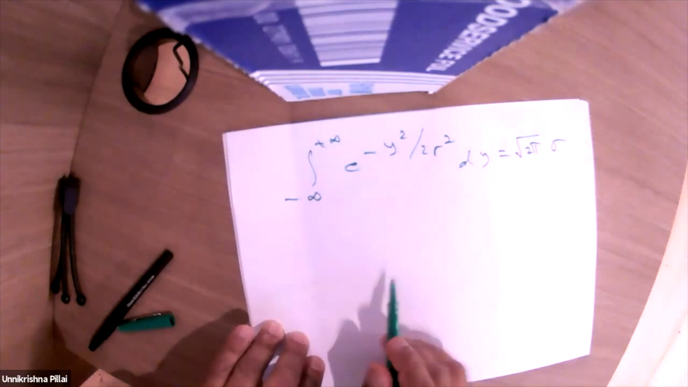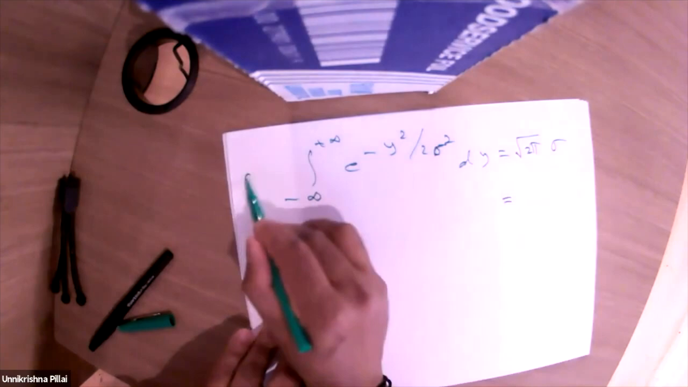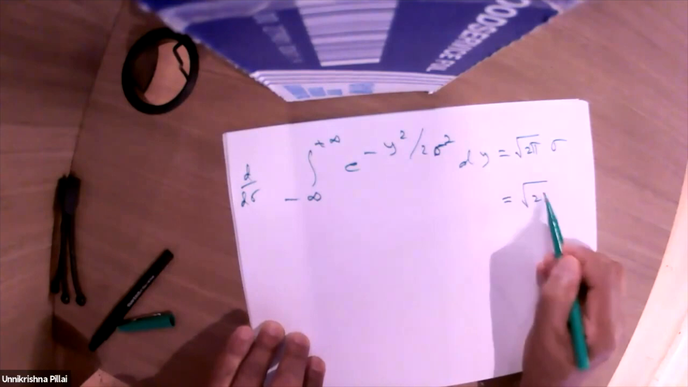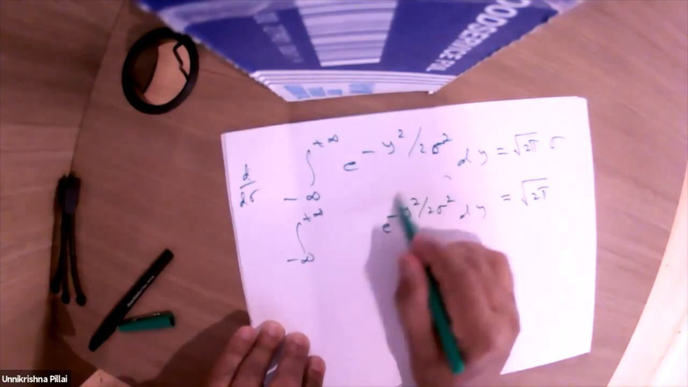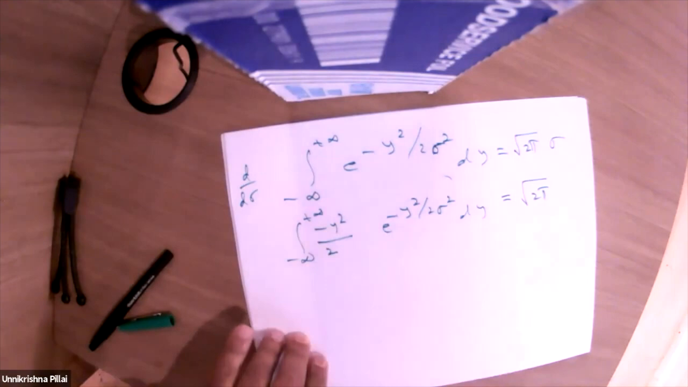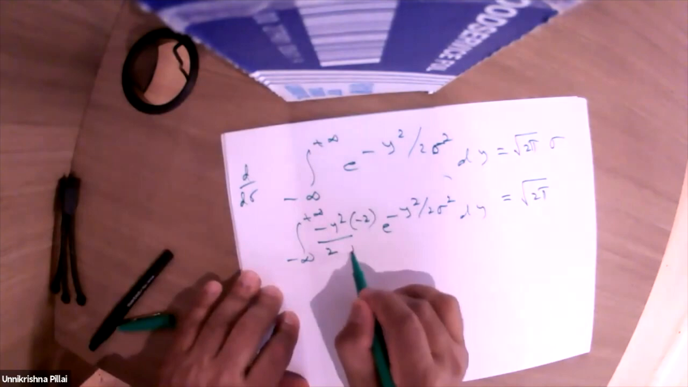Now differentiate with respect to sigma on both sides. On the right side, it is easy, the square root of 2 pi. What do you get here? The derivative goes inside the integral. So the quantity e raised to minus y squared over 2 sigma squared dy, I have to take the derivative of this. So that's minus y squared over 2 times the derivative of 1 over sigma squared with respect to sigma. Anybody? Minus 2 over sigma cubed, is it? Okay, very good.